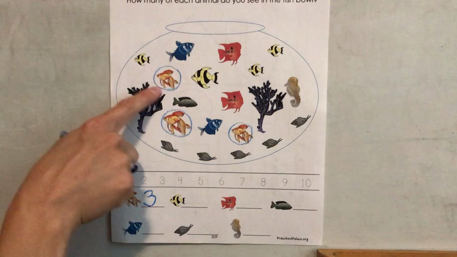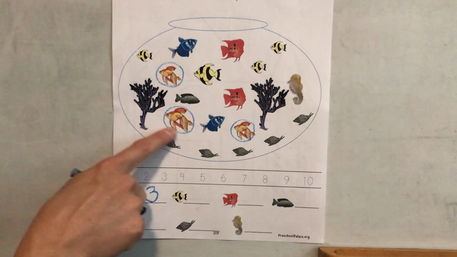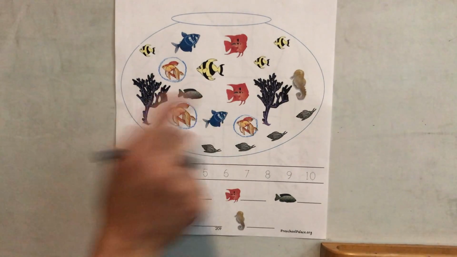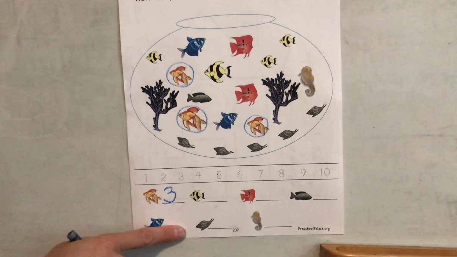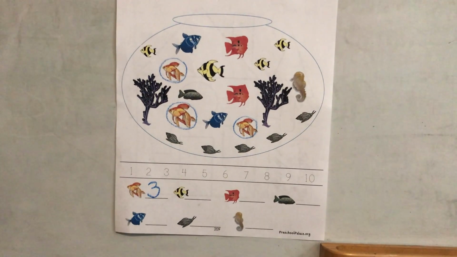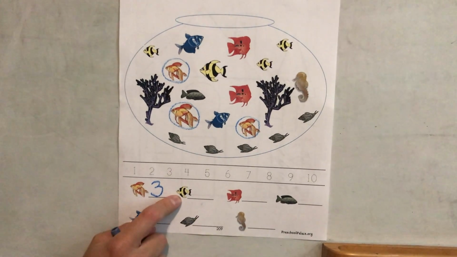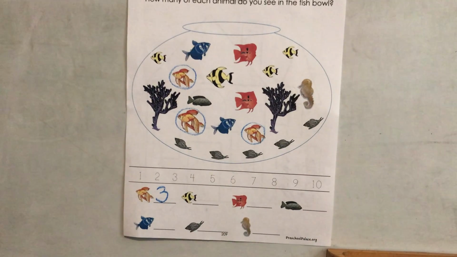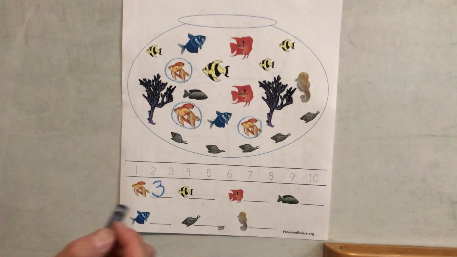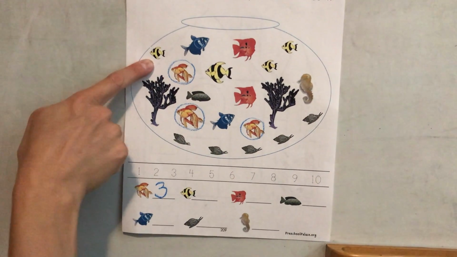So you're gonna circle 1, 2, 3. And come down here and write your number 3. Okay, let's go ahead and look at the striped fish. All right, now this time you're gonna do it with me. So have your crayon ready, and I see one here.